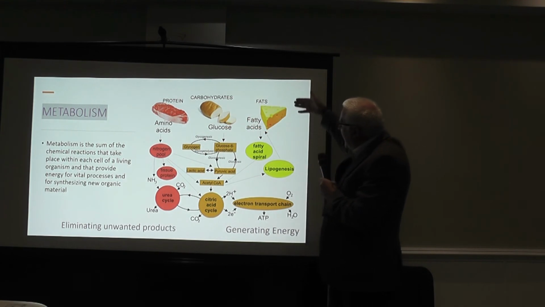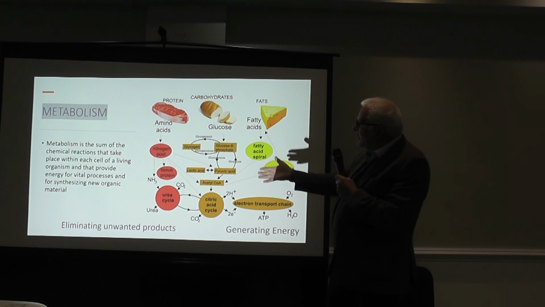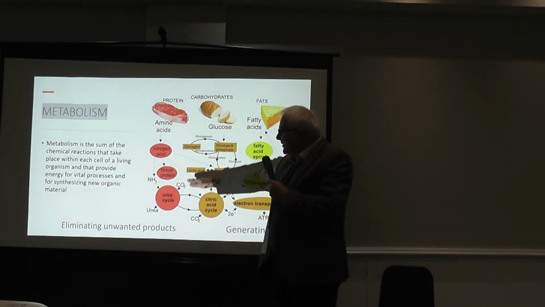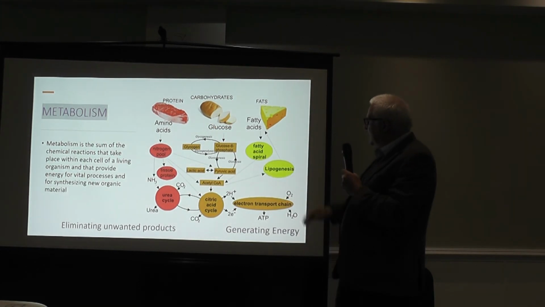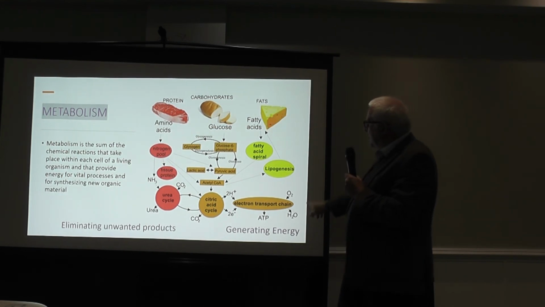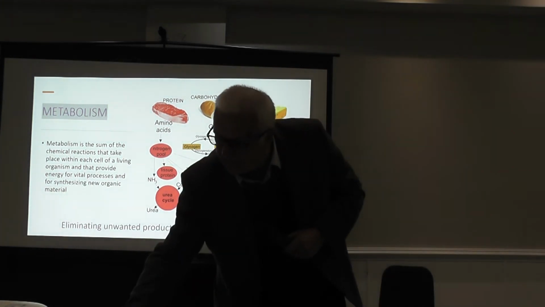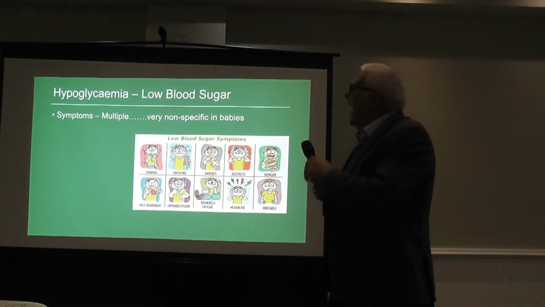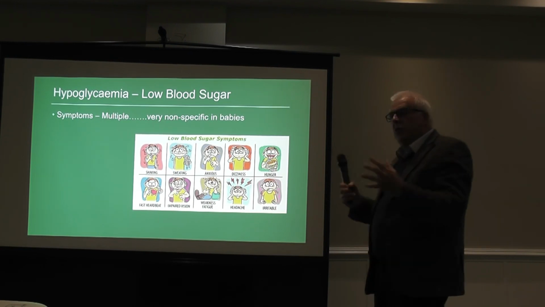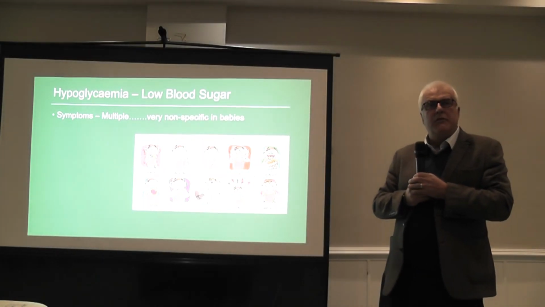So, proteins, carbohydrates and fats go into cells, they go through these chemical reactions. We chuck some of the stuff out that we don't want, the unwanted products like the urea that goes out through the kidneys. But principally what we're doing when we're taking in these nutrients is generating energy. And part of generating energy is making sure that things like glucose are available at the right sort of levels.